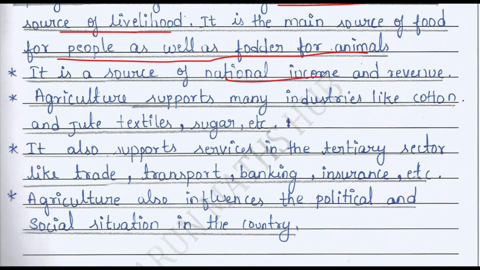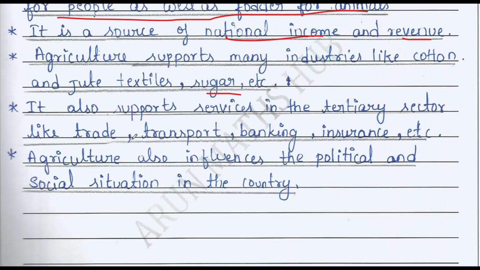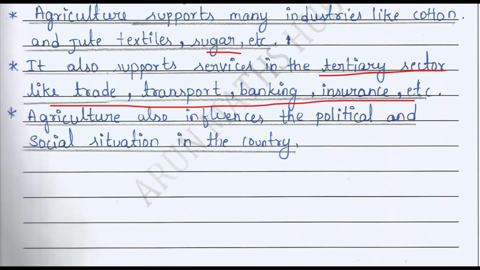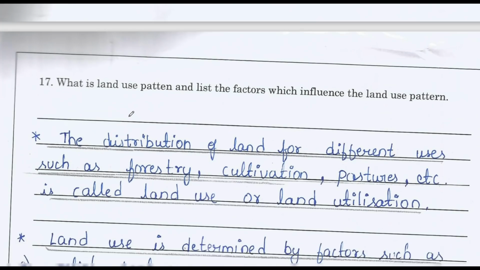It is a source of national income and revenue. Agriculture supports many industries like cotton and jute textiles, sugar, etc. It also supports services in the tertiary sector like trade, transport, banking, insurance, etc. Agriculture also influences the political and social situation in the country.